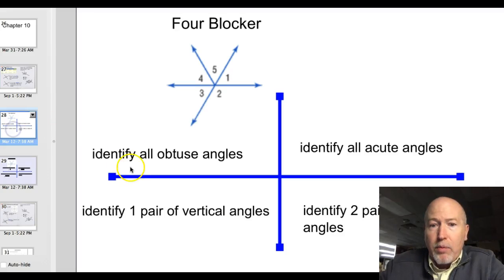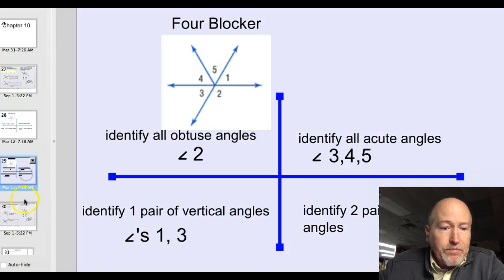Let's try a couple. What is angle 2 here? Great, it's an obtuse angle. How about angle 1? Awesome, it's acute. How about this straight line here? Angles 1 plus 5 plus 4. It's a straight angle. All of these angles here add up to be 180 degrees. All right, let's keep rolling.